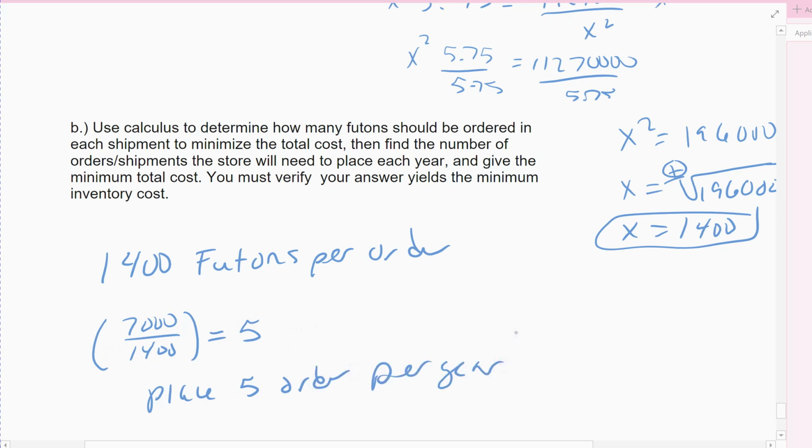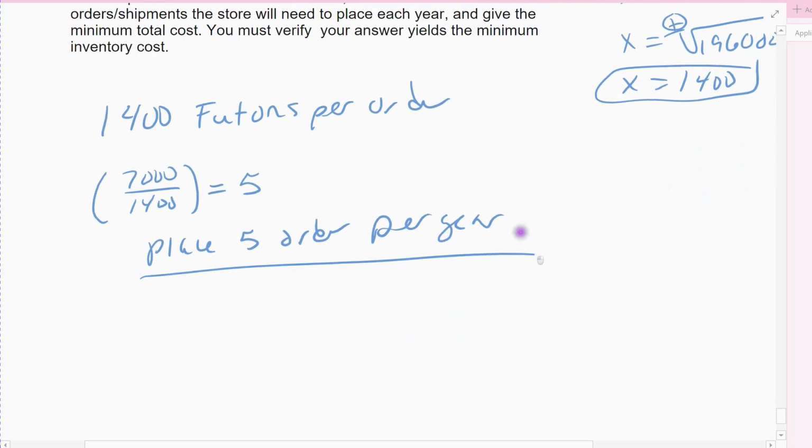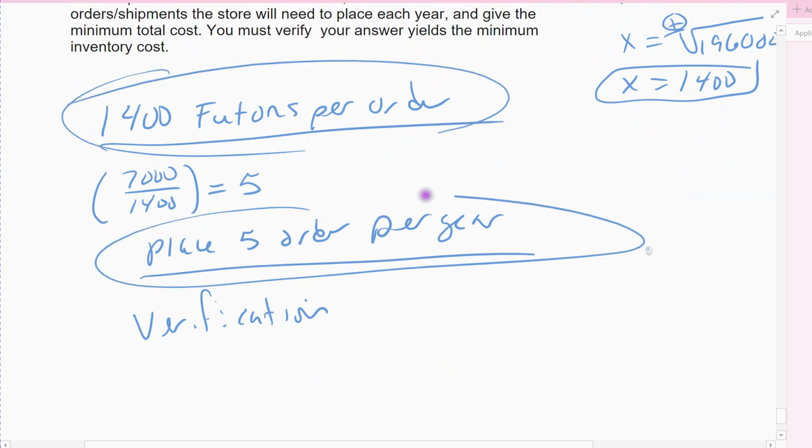All right, so 5 times a year, we're going to order 1,400 photons, right, which means we'll have a total of 700. And that will minimize the ordering fee and the shipping fee. Right, and then verification. Alright, so number placed per order, number of orders placed per year. Last step to verify. So the verification's up to you. It depends on whether you use the closed or the open domain.